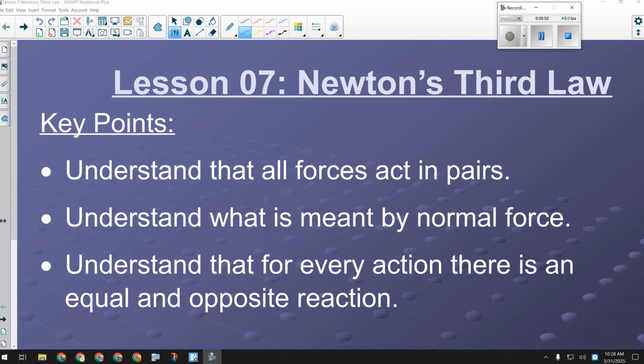Okay, because the rules all still apply. Force is still mass times acceleration. F net is still the vector sum of all forces. That doesn't change. Okay, what Newton's third law deals with are action-reaction pairs.